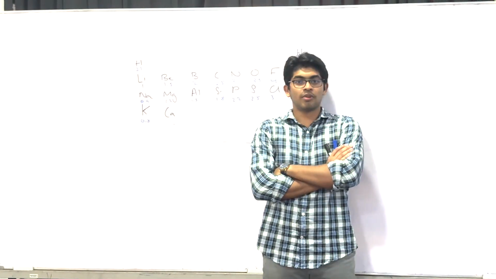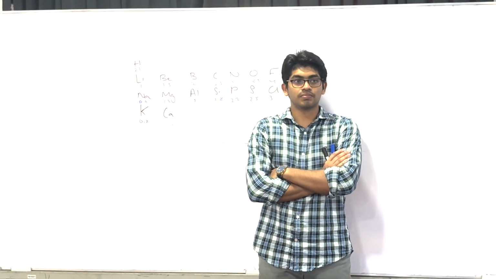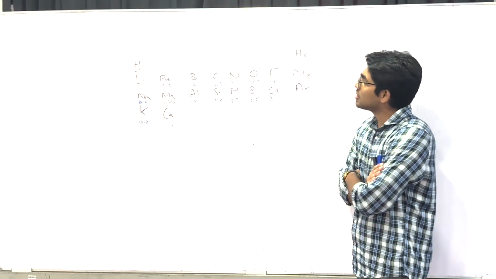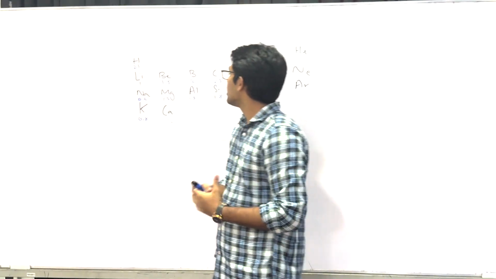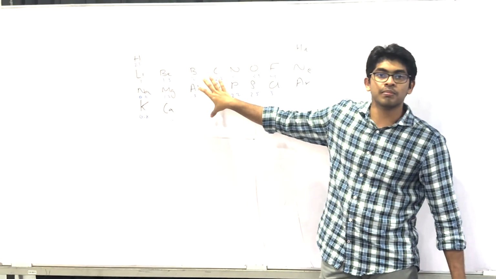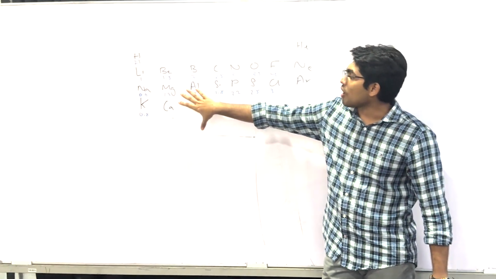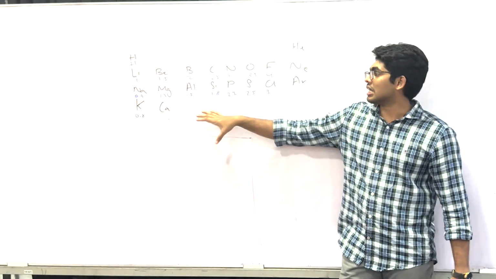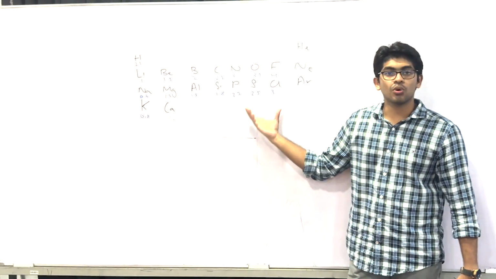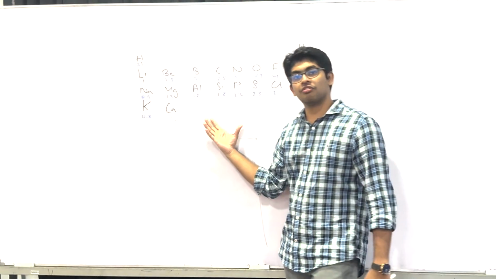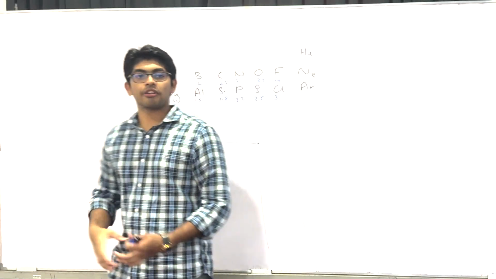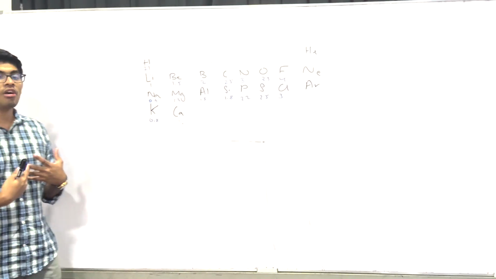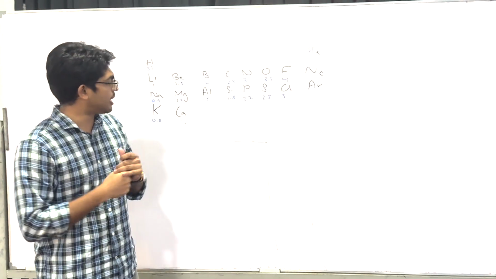What is electronegativity? Can someone tell me what electronegativity is? The electronegativity is, in a bond, the ability of an atom of an element to attract electrons towards itself. When two atoms or elements bond, the ability of that atom to attract the electrons present in the bond towards itself, we call it electronegativity.